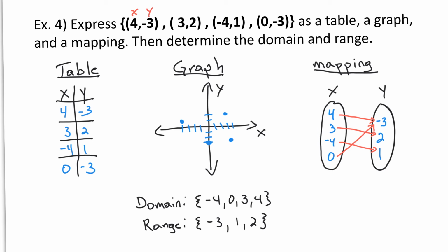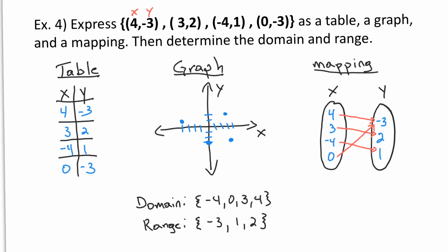Your mapping. The mapping, just make sure that you check if you have any numbers repeating. So for the x values, we don't have any numbers repeating. The 4 and the -4, they might look the same, but they're not. Remember, this is +4, this is -4, so they're not the same number. So we have the numbers here. For the y's, we do have a number repeating, the -3 and the -3. So since it is repeating, I just write it down one time. So -3 there, and then the 2 and the 1.